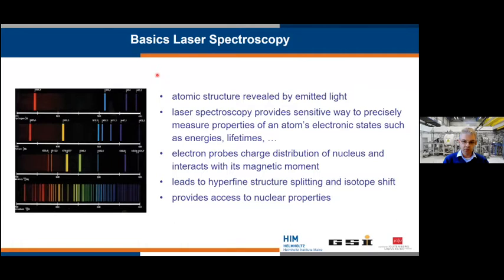And this we can, of course, use on the one hand to really learn something about the atomic structure. So which kind of electronic states are there, what are their energies and lifetimes, and so on and so forth. But we can also at the same time use an electron in the atomic orbit to probe the charge distribution of the nucleus and let it interact via its spin, for example, and then obtain magnetic moments, quadrupole moments, and so on. The hyperfine structure splitting by itself and the isotope shift will provide us access to nuclear shape and deformation. So this is the key idea here, using the electron as a probe to the nucleus.